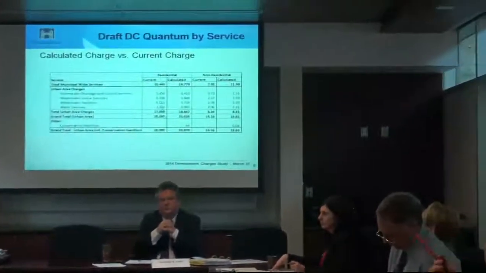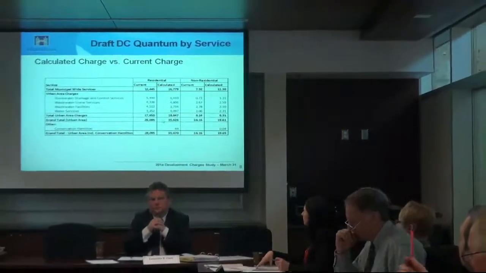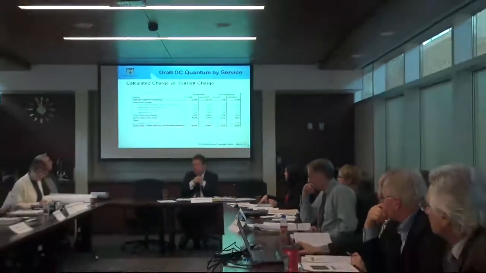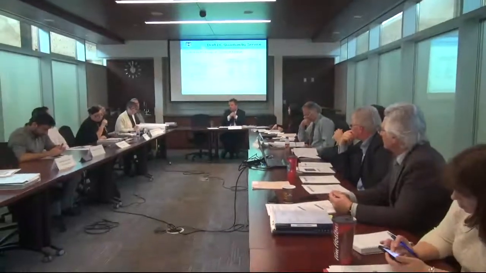Joe? Okay, so in the urban area, you're not charged for those services listed in that chart. You're just charged for the municipal-wide services. So in the rural area, are you charged for the water services? No, you're not. Okay, I didn't get that. In the rural area, the DC would be the 28,095 less the 17,650.